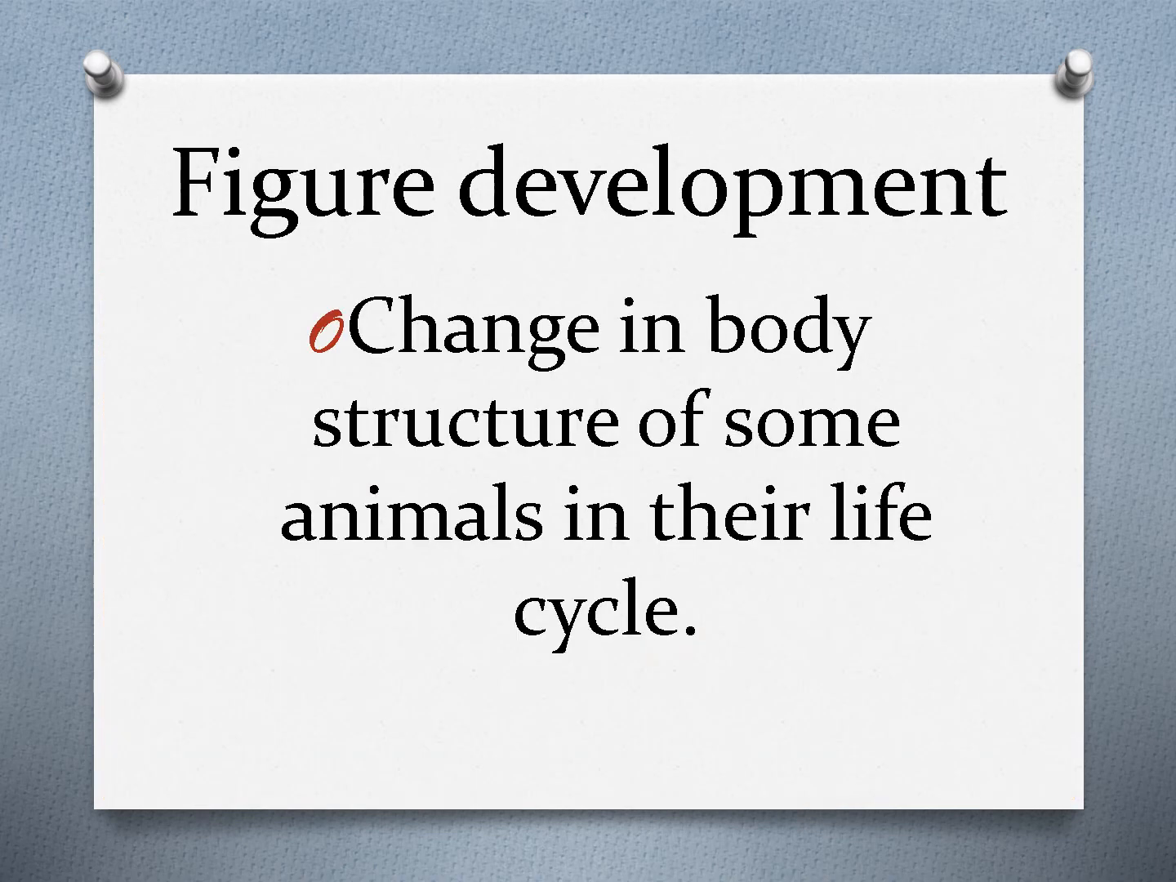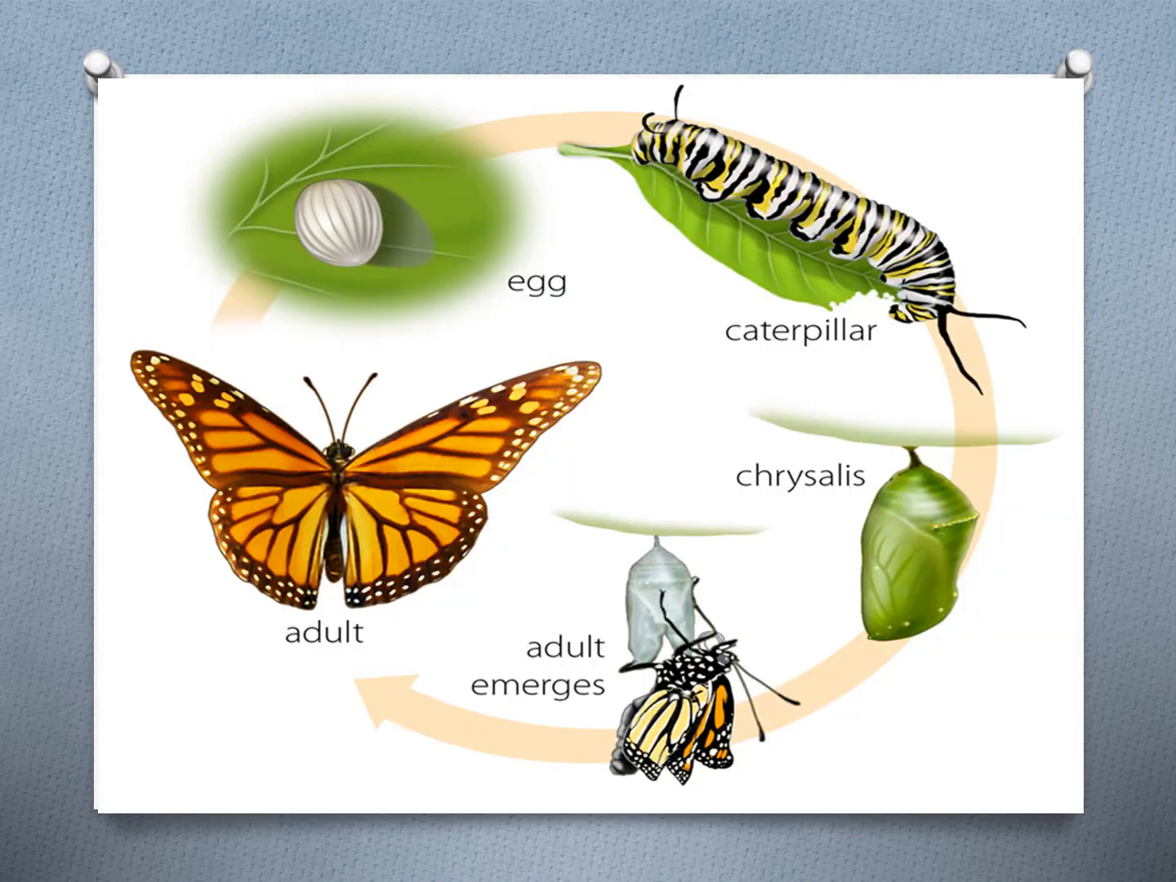And the last reason why animals are different from each other is because of their figure development. Okay, there are animals that undergo change in their body structure throughout their life cycle. So just like, for example, animals that undergo figure development, we have here a butterfly. So a butterfly undergoes changes in its body structure throughout its life cycle.